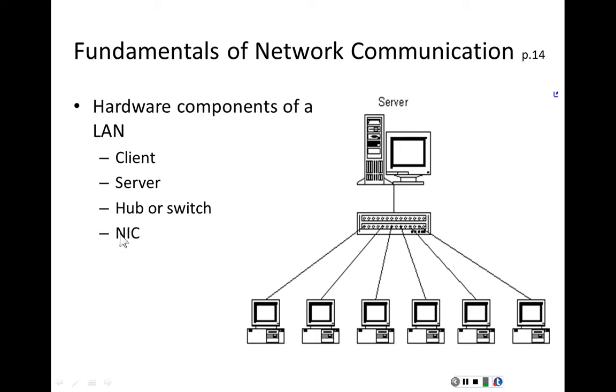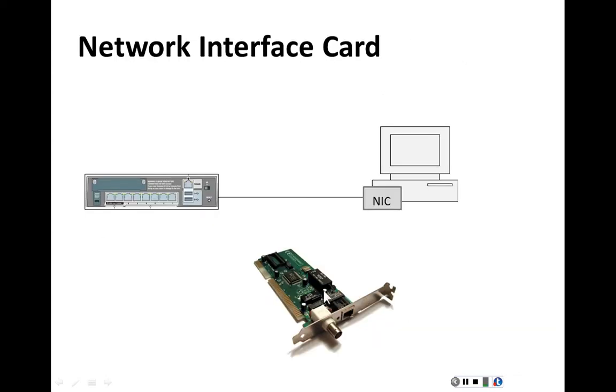And then the network interface card is in each computer, and it allows the computer to connect to the switch. Let's look at the network interface card. The network interface card is a circuit board that plugs into the motherboard on the workstation, or it might even be built into the motherboard. And the point is, the cable plugs into the network interface card. You gotta have a network interface card if you want to connect to the switch. Even for wireless, you have to have a wireless network interface card.